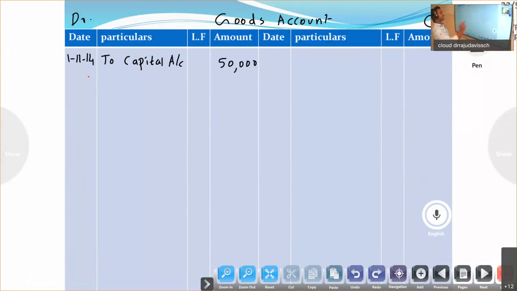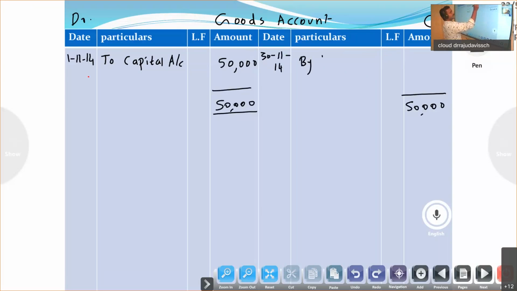So now we will balance the goods account. Only one side is there, so that total you have to write on both sides. Then on the closing date we have to write by balance c/d. The amount will be the same because there are no other transactions. So goods account is over. Only one entry: goods account debit to capital. Goods is debit, so on the debit side we write the opposite aspect, amount 50,000.